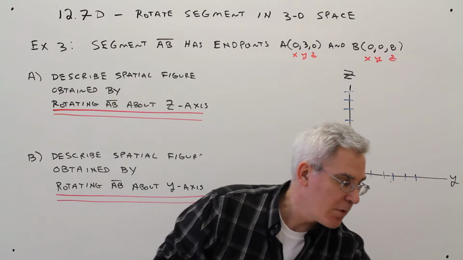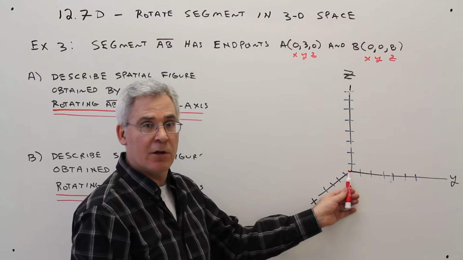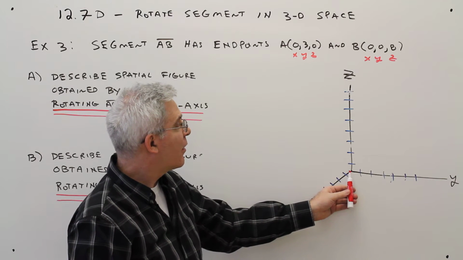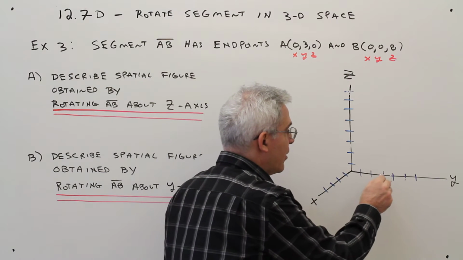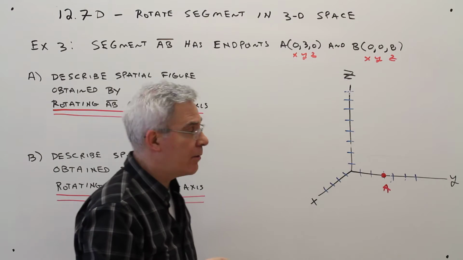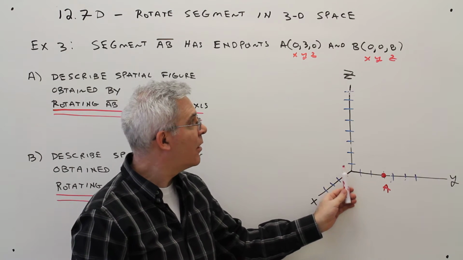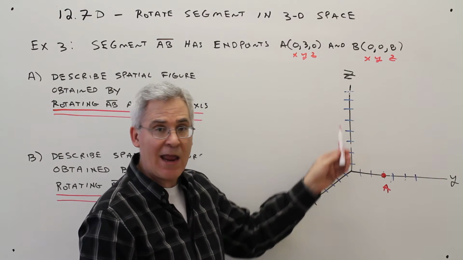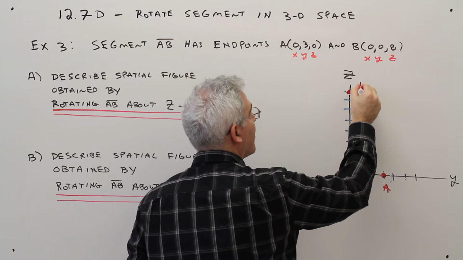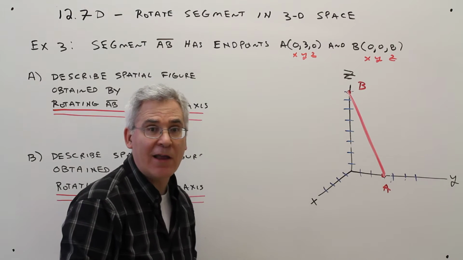resulting figure. All right, so we've got (0, 3, 0) for point A. We're going to start at the origin, go 0 along the x-axis. Remember, the x-axis is coming out towards us. Go 3 in the y direction, and then go 0 up. So that's going to be point A right there. For point B, start at the origin, go 0 in the x direction, go 0 in the y direction, and go 8 in the z direction. 1, 2, 3, 4, 5, 6, 7, 8. And that'll be point B. Then we'll connect the two, and that's the segment that we're talking about.